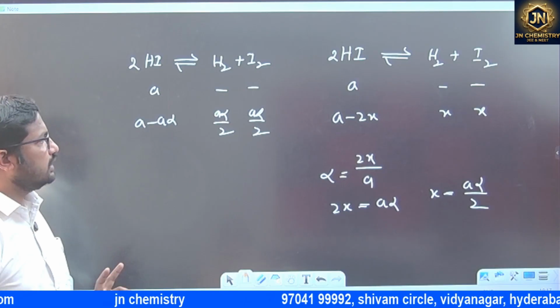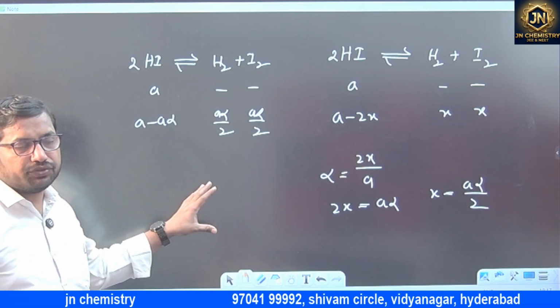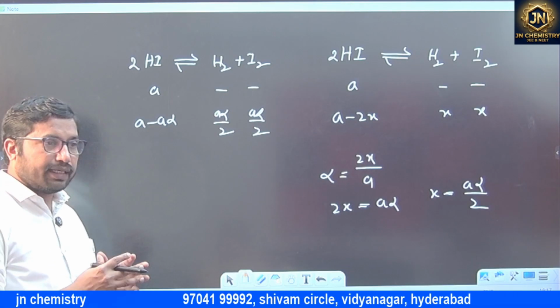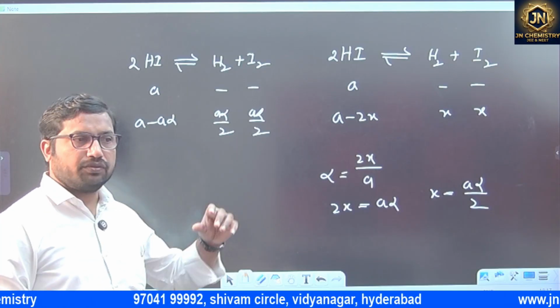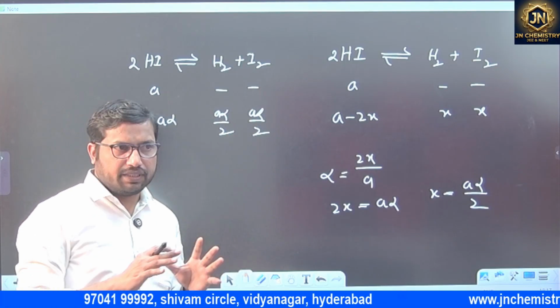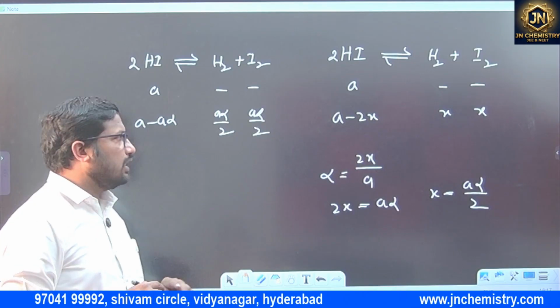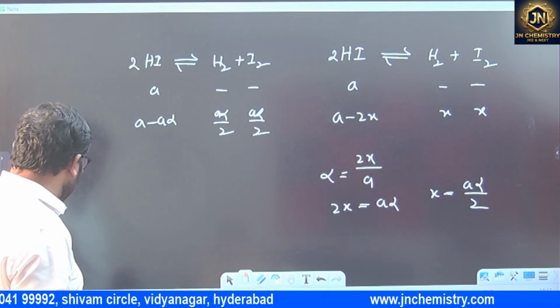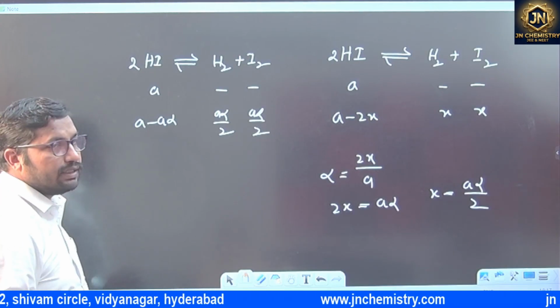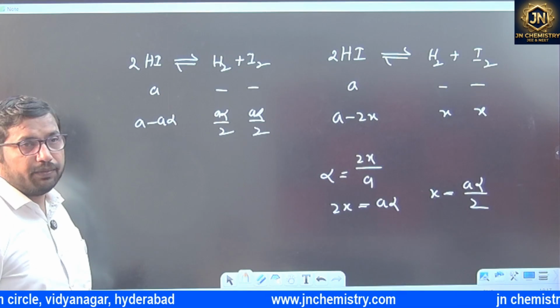Degree of dissociation, Kc, Kp, equilibrium constant, characteristics of equilibrium: those things I gave you, each and every point. Next, today we will discuss Gibbs free energy as well as the equilibrium constant.